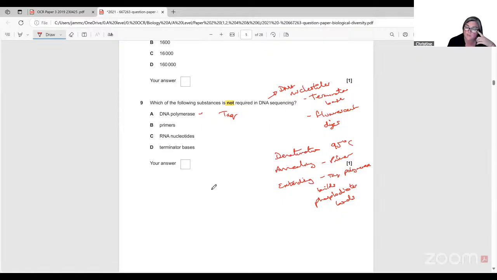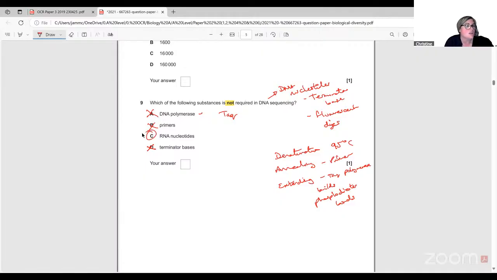Okay, let's go back to this. We've had the extending. So we know we need our terminator bases, so we know it's not D. We know we need a primer. We know we need our DNA polymerase, which is Taq polymerase. So therefore, that would mean that the wrong answer for this one is C. So I hope that has answered your question.